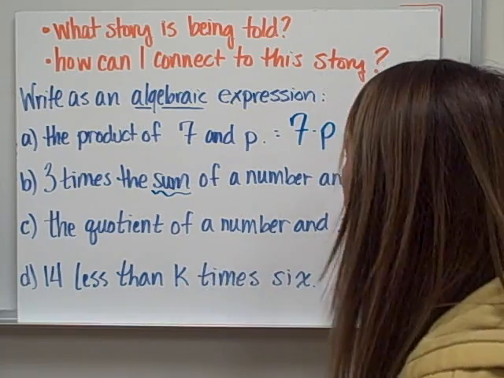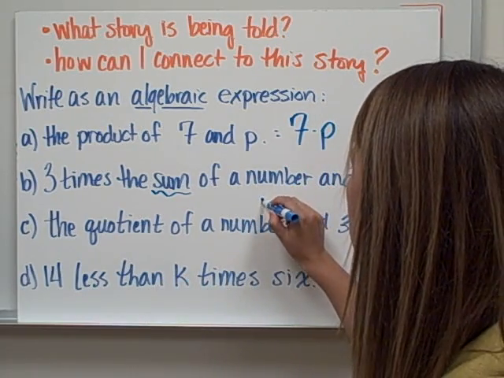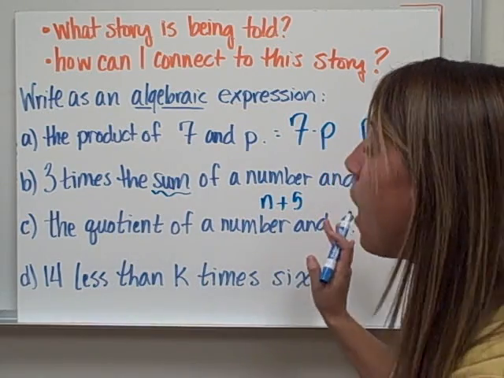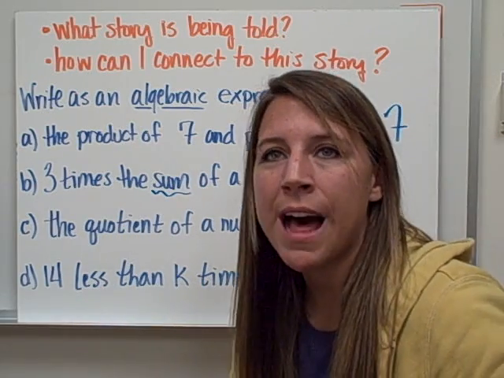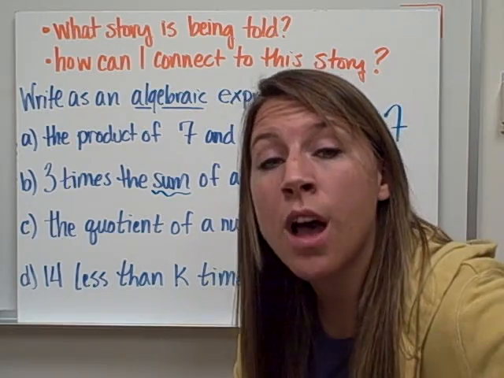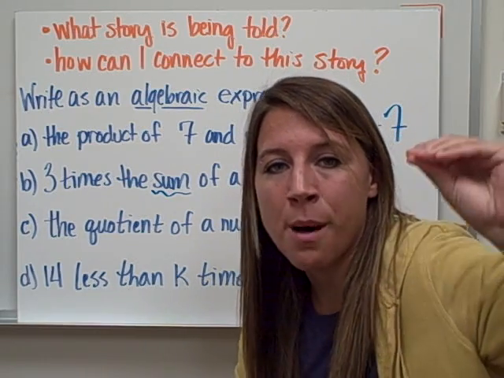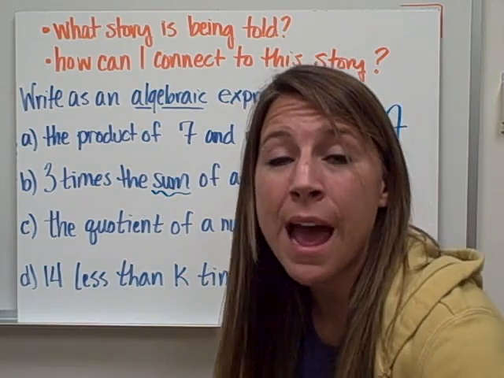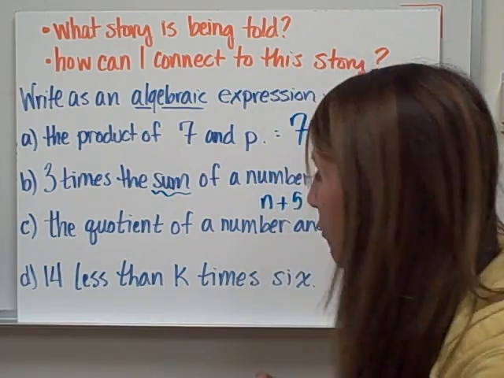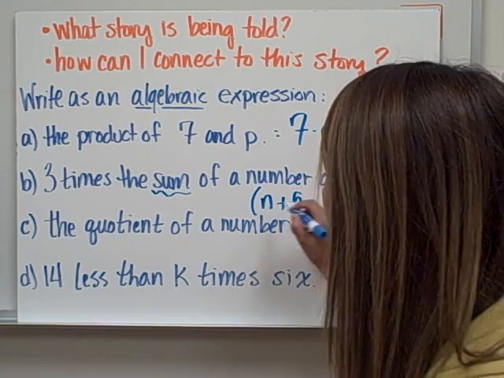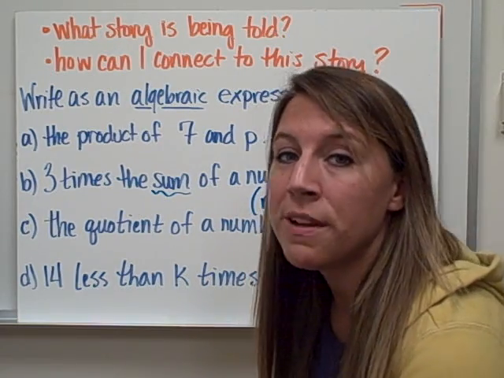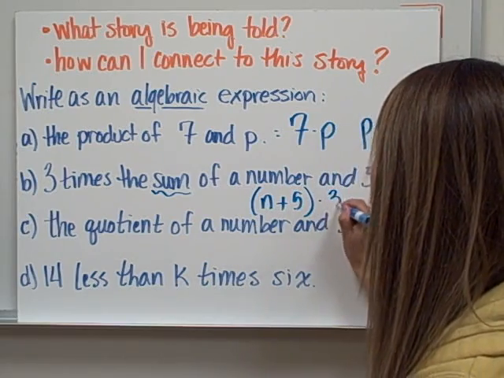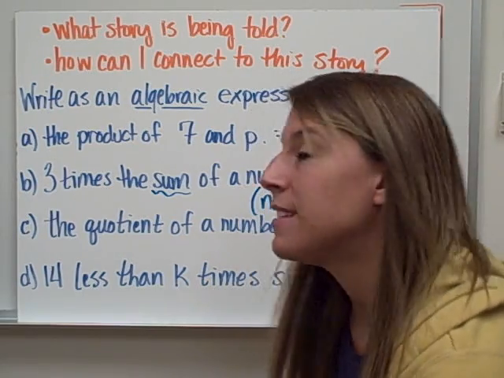So first I have to say, well, this number I don't know. I know it is being added to 5 because it says 3 times the sum. If I want to multiply by the sum, I need to make sure that the sum happens first. Well, what can I do to make sure that the sum happens first? When I plug in a number for n, I can put it in some grouping symbols or parentheses. Now I multiply the sum times 3, and that will be my correct answer.